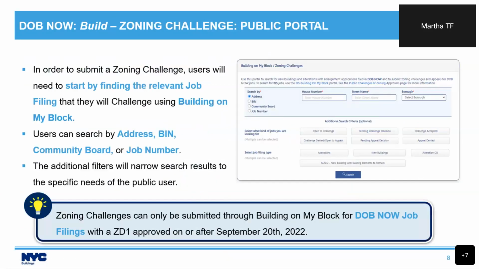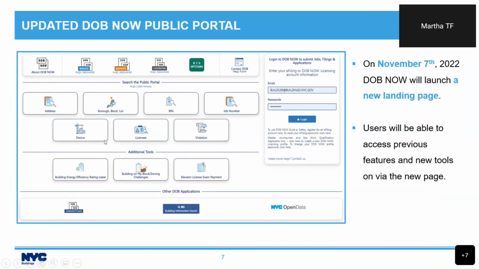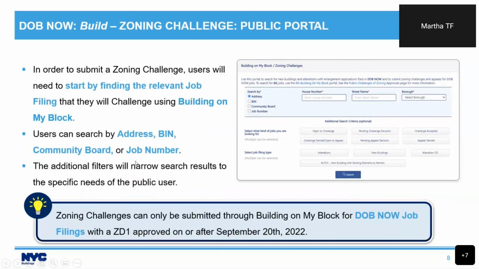So in order to submit a zoning challenge, users need to start by finding the relevant job filing that they're going to be challenging using Buildings on My Block. Buildings on My Block is one of the links on this new landing page. Users can search by address, BIN, community board, or job number. And then there are some additional filters that allow you to narrow your search results to your specific needs. You can select what kind of jobs you're looking for, whether they're open to challenge, whether they're open to appeal, and so on and so forth. And you can also select the job filing type: alterations, new buildings, alterations that affect the certificate of occupancy, all the options here.